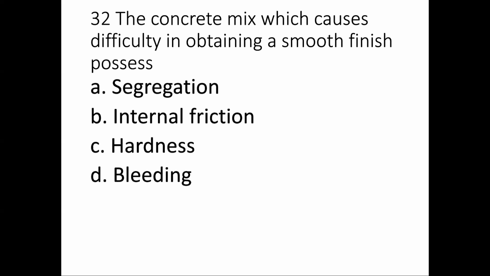Next question. The concrete mix property which causes difficulty in obtaining a smooth finish is? Options A, segregation, B, internal friction, C, hardness, D, bleeding. Answer is C, hardness. Hardness causes difficulty in obtaining a smooth finish.